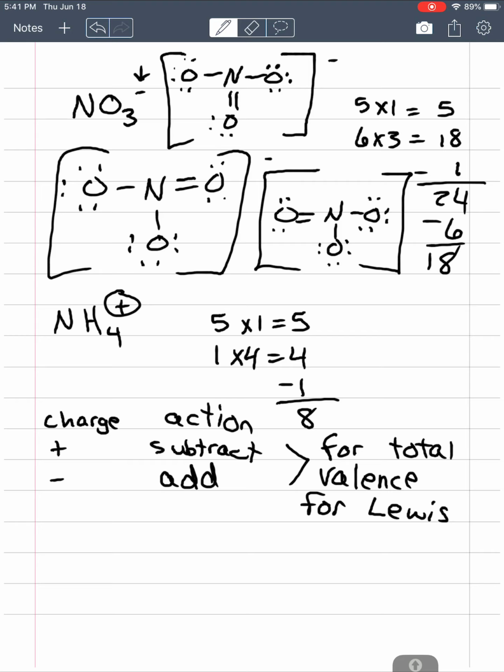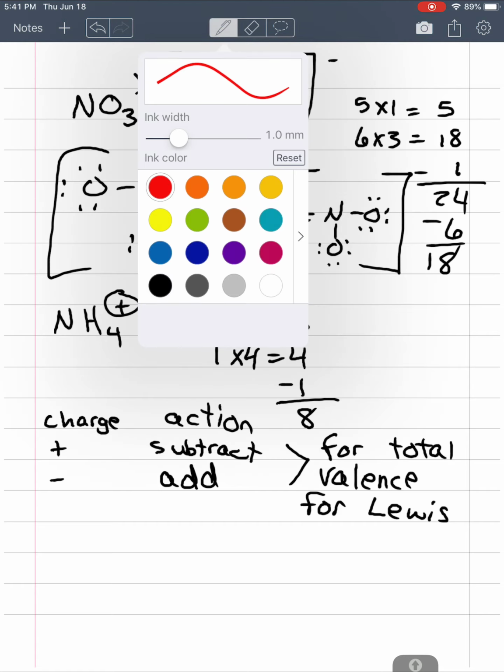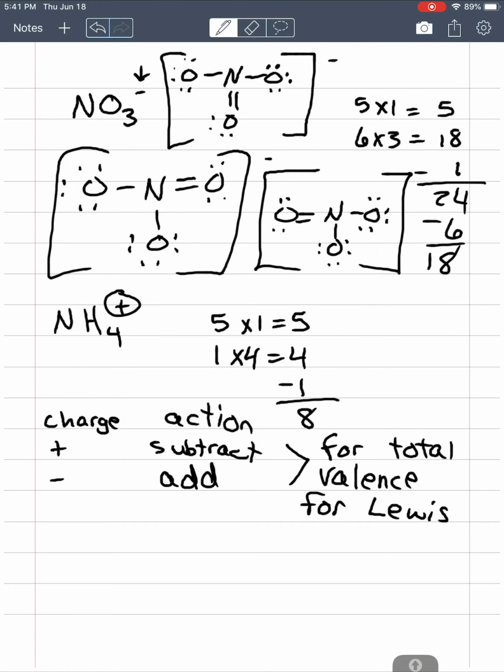So it's stable. But to figure out what shape nitrate is, we've got to count the groups around it. And we're only going to count groups around one of the resonance structures. Doesn't matter which one you pick, they're all the same. They all have three groups around them. All right, so that's that example.